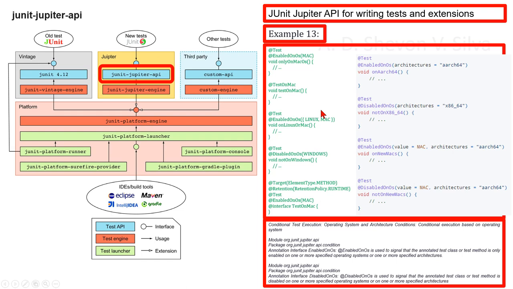A container or test may be enabled or disabled on a particular operating system, architecture, or a combination of both via the @EnabledOnOs and @DisabledOnOs annotations. Here is the conditional execution based on operating systems. Here is the conditional execution based on architecture.